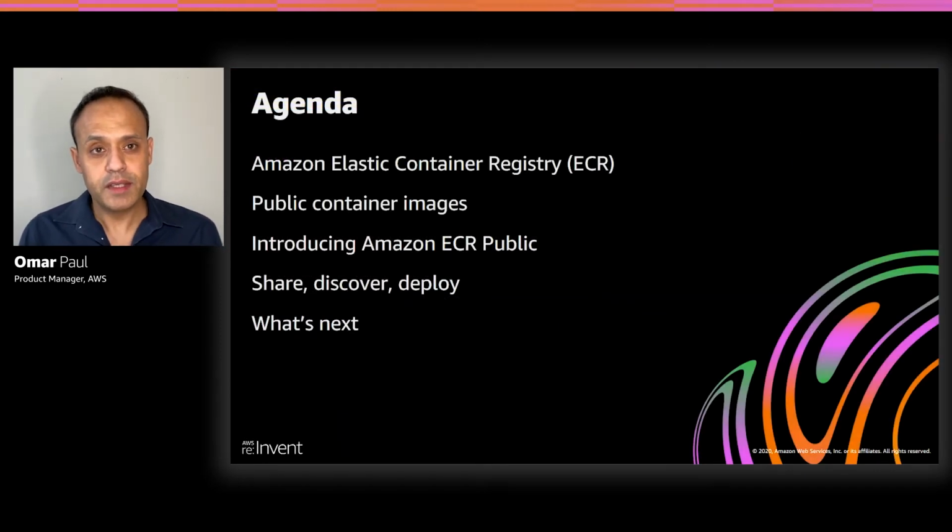Here is an outline of what we will go through in this session. We'll do a quick recap of Amazon ECR, a short discussion on how public container images get used, and then get onto the main course, which is Amazon ECR Public. We'll walk through features, pricing, core user workflows, and how you share and use it. And then we'll close with a quick summary of what we spoke about and a call to action, as well as a roadmap of how we see the registry evolving.